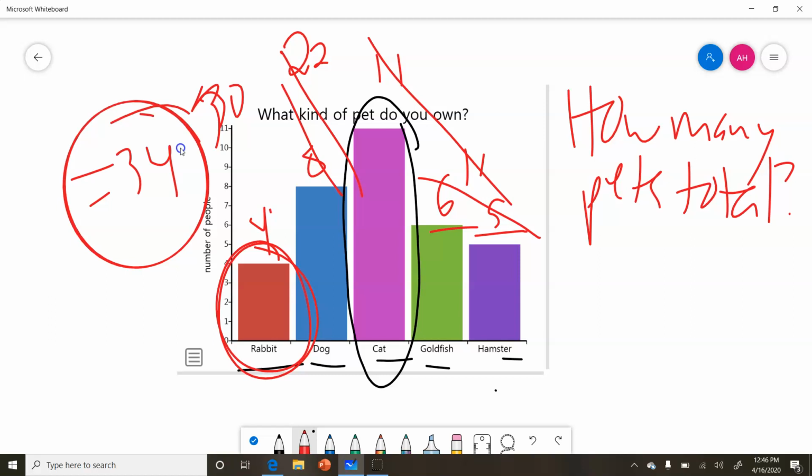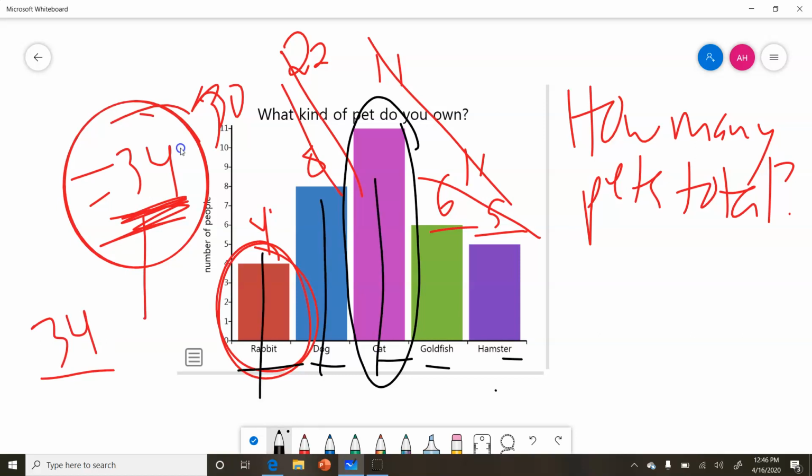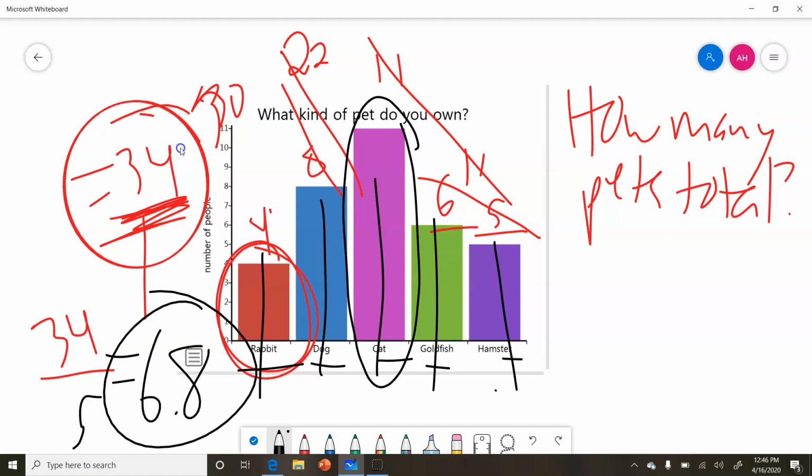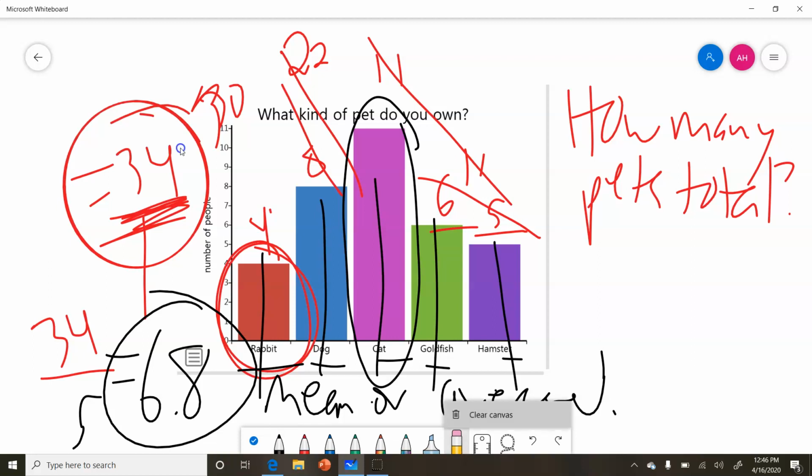Then if I wanted to find the average, right, I would take 34 and divide that. So 34, because that's the sum, divided by how many categories I have. I have 1, 2, 3, 4, 5 categories. So 34 divided by 5 here on the calculator. The average is 6.8. Okay, so that's the mean or average. Cool. Okay, if you need to pause that and watch me do it again, go for it. I'm going to clear the canvas and keep on moving.